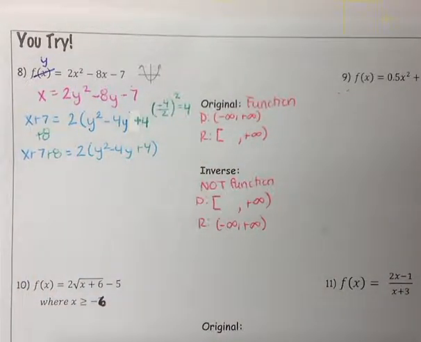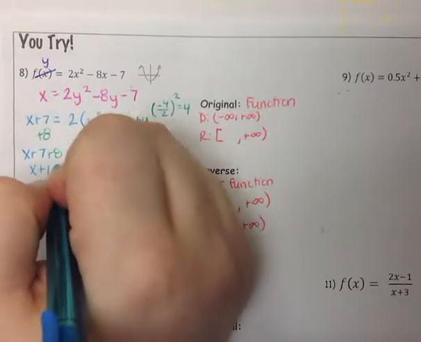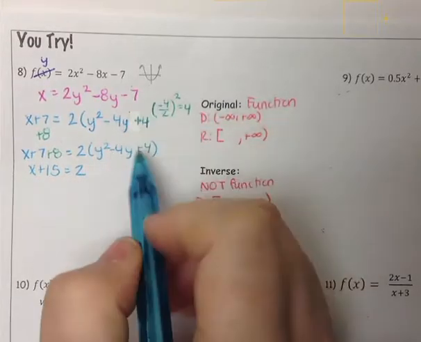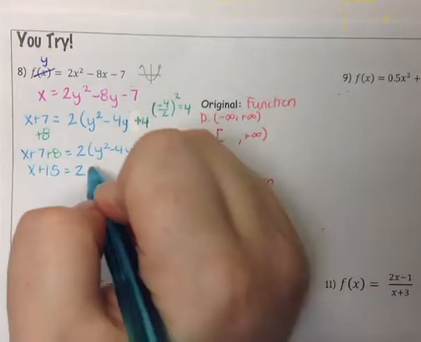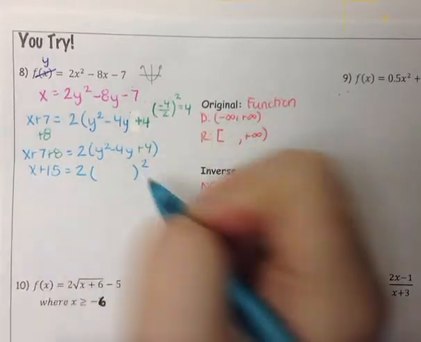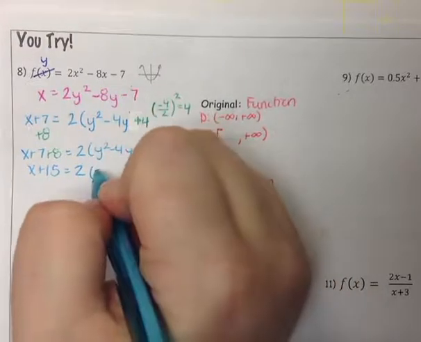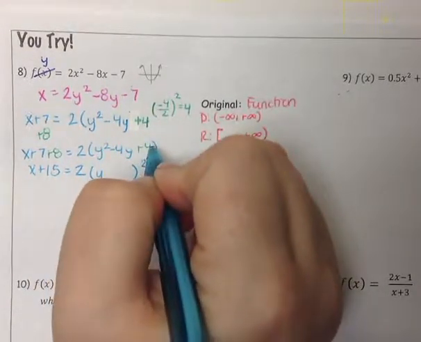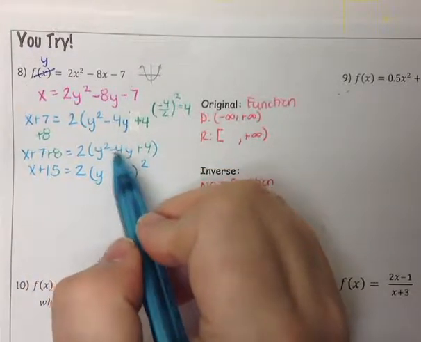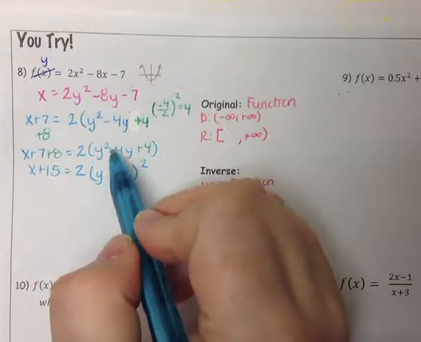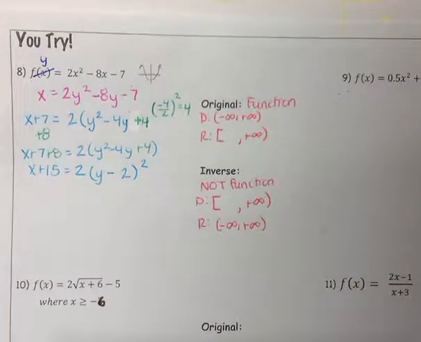Now we can simplify this. So this left-hand side will become x plus 15 is equal to 2. This is a perfect square trinomial. This will factor perfectly into a perfect square. So we take the square root of the first part, which is just a y. We take the square root of the back to put it into the back, so that becomes a 2. And then the middle part, we just take the sign of it, so that's a negative, so we put minus in here. We have completed the square.